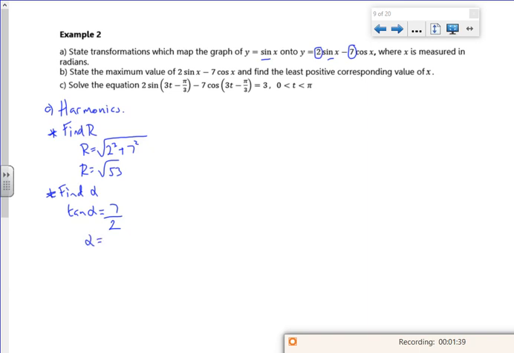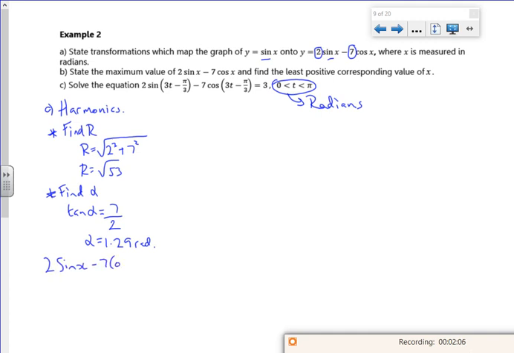So if I do the inverse tan of 7 over 2, just check the calculator. Oh, no, this is cheeky, isn't it? We've switched from degrees to radians. So make sure you're in radians, and it'll give you a value. Remember, radians doesn't have to be pi's. It can just be a decimal. So that's 1.29 rad.